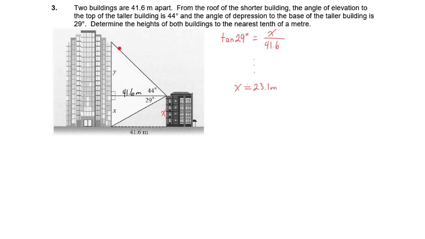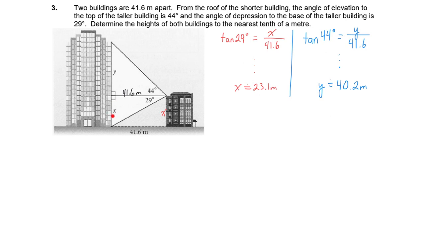In this other triangle, I can solve for Y. Y is opposite to the 44 degree angle. 41.6 meters is the adjacent side. Again, tangent. So tan 44 equals Y over 41.6. And if I do the math, Y is 40.2 meters.